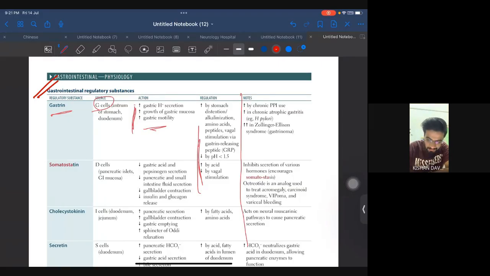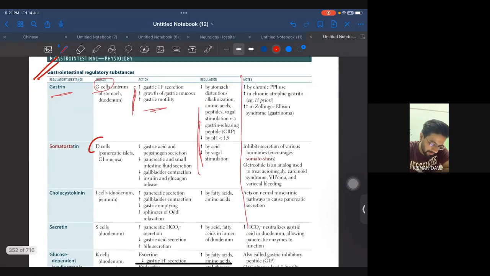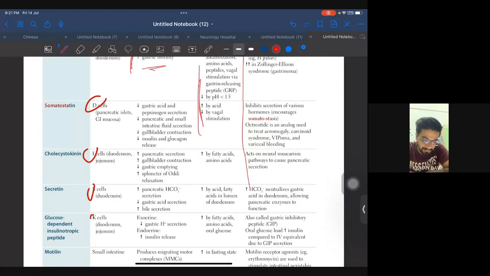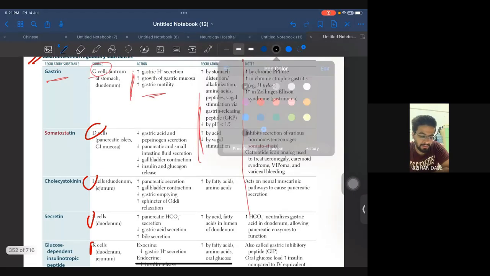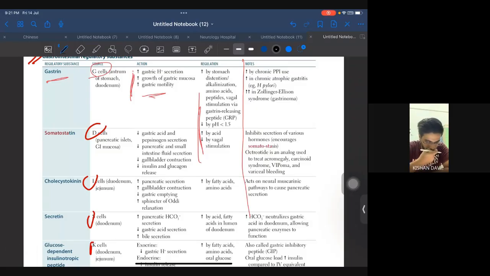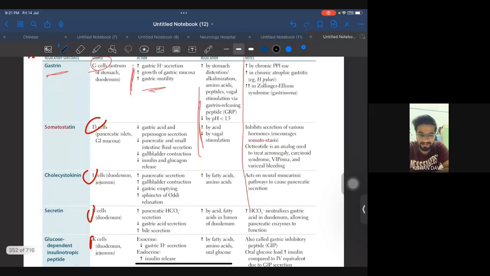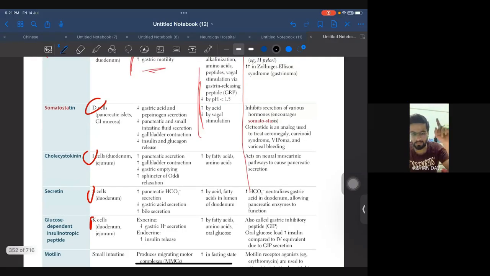What they like to ask over here is, you have to remember the cells. You have to remember what cells will secrete what. That is easy, you will remember it. Now the other important point with which they will like to confuse you is they will be asking you the effects, the actions. The most commonly asked hormone is cholecystokinin, and here they will be giving you gallbladder contraction is increased, gastric emptying is decreased, sphincter of Oddi relaxation is increased.